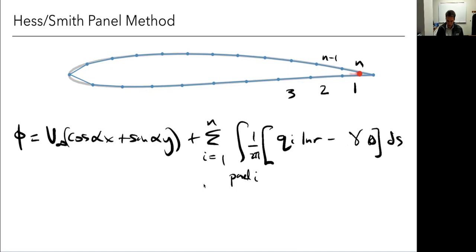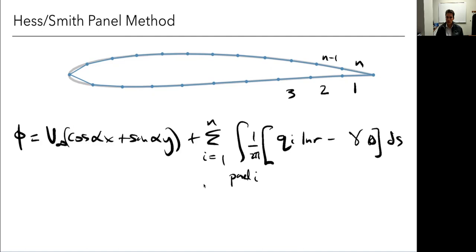So at each panel, we'll define a control point, one on every panel, that will enforce flow tangency. So that'll give us n equations, right? One flow tangency equation at each panel. And then our Kutta condition will add one more equation. So that's n plus one equations.